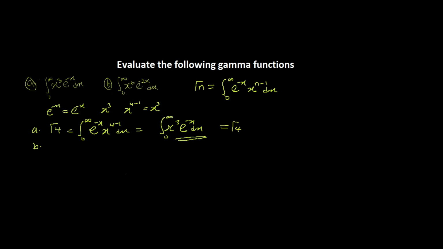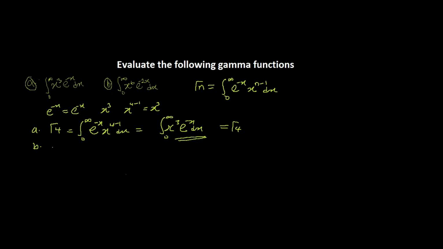So quickly let's move to the second one. We have the integral from 0 to infinity of x raised to the power of 6 exponential minus 2x dx. Now discover that this looks like gamma 7, but then you have a small problem: exponential minus 2x instead of exponential minus x.